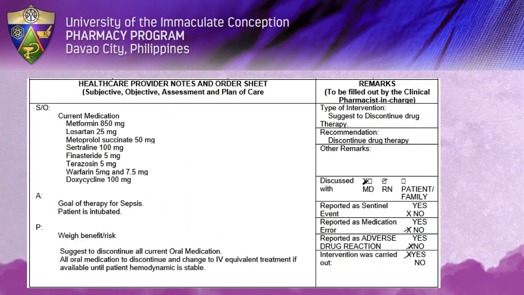For our team's next pharmacist intervention, current medication is used for our particulars for our subjective and objective. Our assessment would be for the goal of therapy of sepsis as our patient is intubated. Our plan of care involves weighing benefits over risk, suggesting to discontinue all current oral medication and changing them to IV equivalent treatment if available until patient's hemodynamics is stable.